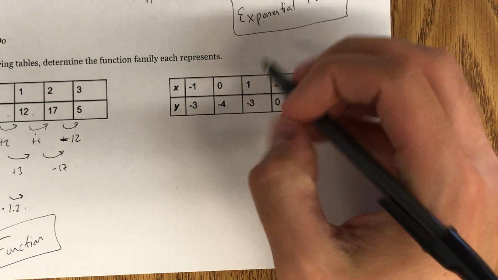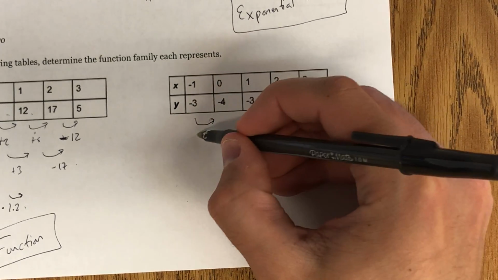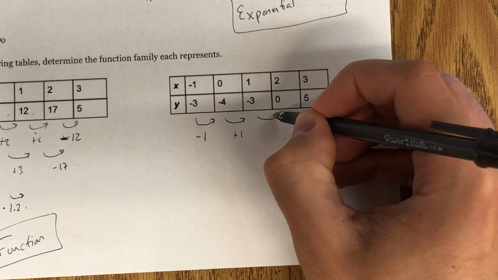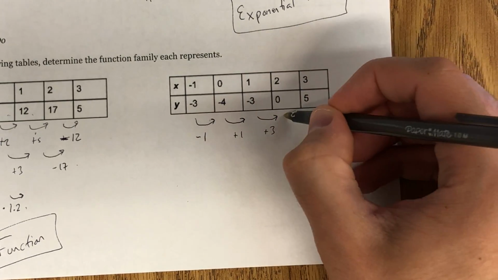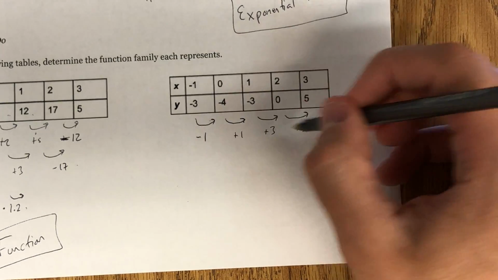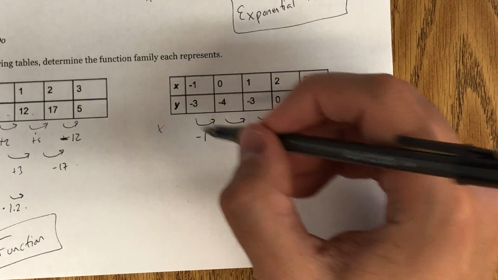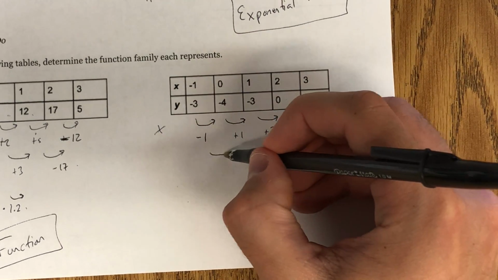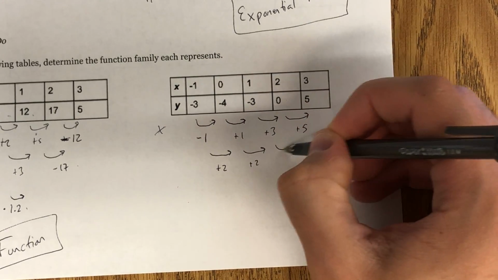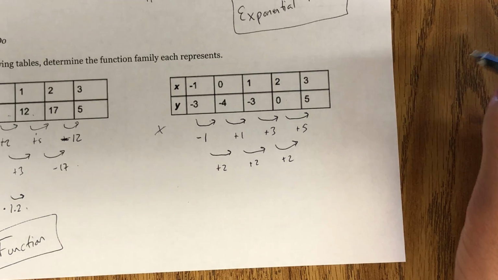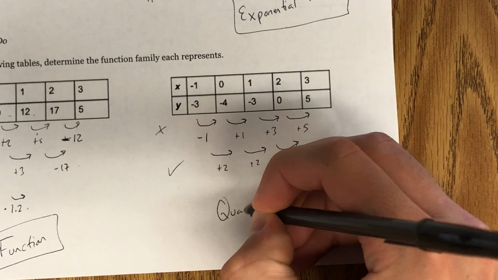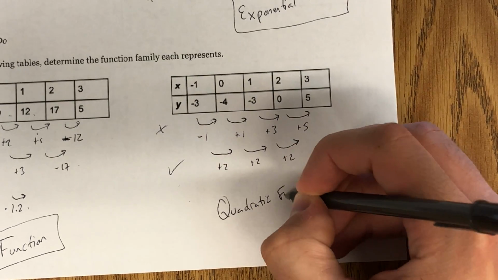For the first difference, we subtract 1. Second difference, we add 1. Third, we add 3. And fourth, we add 5. So not a common first difference, so it's not first difference. Let's look at second difference. -1 to 1, we add 2. 1 to 3, we add 2. And 3 to 5, we add 2. Nice. So that one would work. We have a common second difference, so this would be a quadratic function.